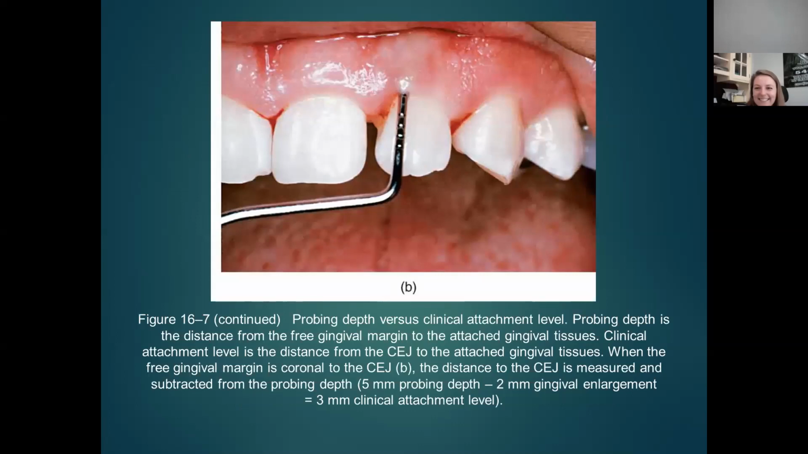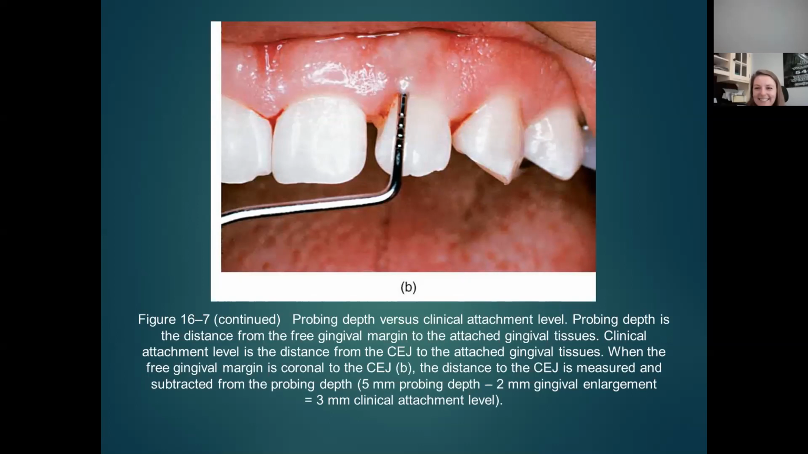So the probing depth versus the clinical attachment level. You can see that this area has a pocket to it. This is a lateral incisor. The probing depth is the distance from the free gingival margin to the attached gingival tissues. The clinical attachment level is the distance from the CEJ to the attached gingival tissue. When the free gingival margin is coronal, okay, if there's gingival overgrowth, the distance to the CEJ is subtracted, but that's usually, we don't do that very often unless it is a severe case.